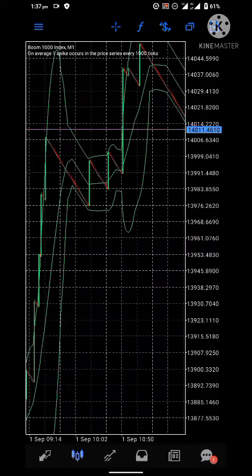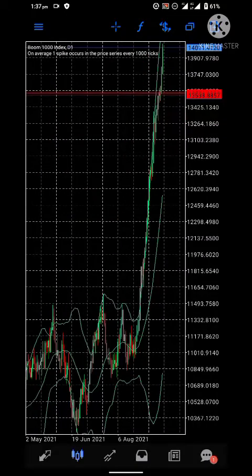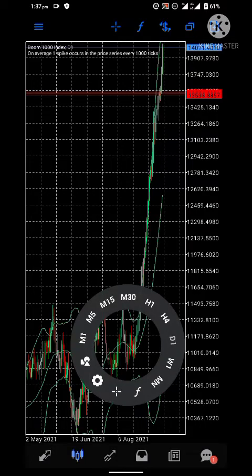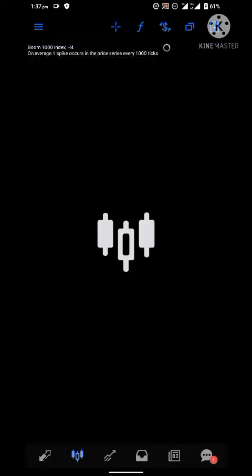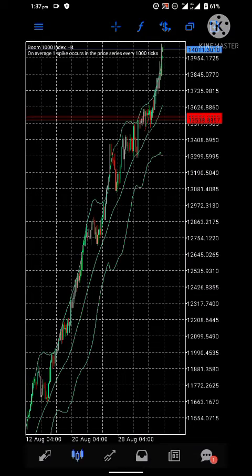So usually I start from the daily, then I move down. You can see on the daily it was actually an uptrend. Same thing applies to H4, the 4 hour. It was on an uptrend.